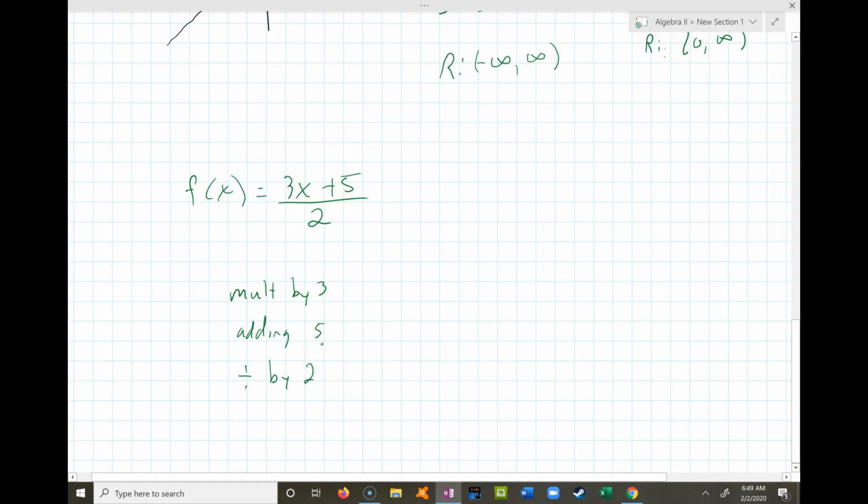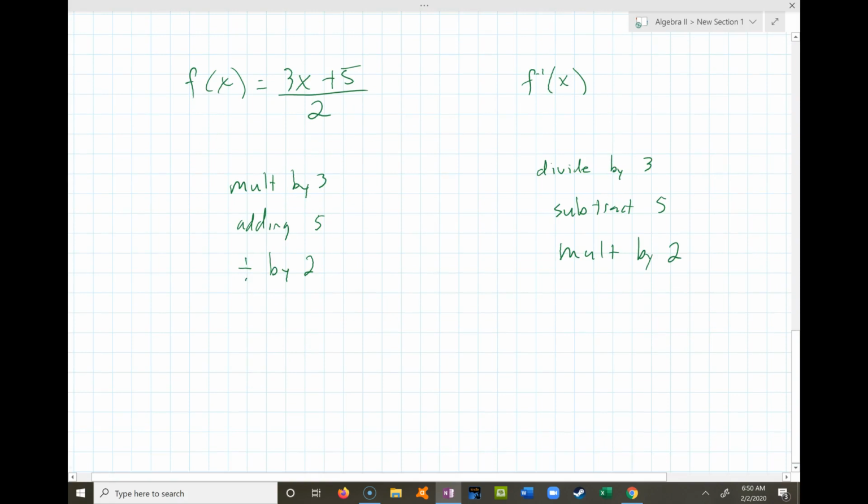So for the inverse function, I need to undo all those operations. That means I need to divide by 3, I need to subtract 5, and I need to multiply by 2. Now, of course, we can't just do these in any order we want because of order of operations. There's a certain order you have to do them in.